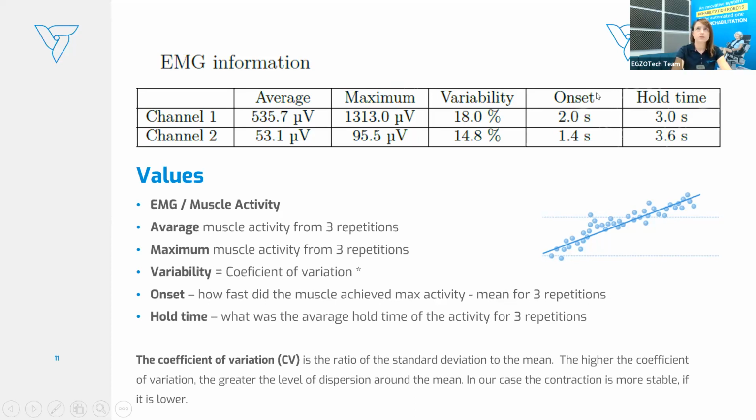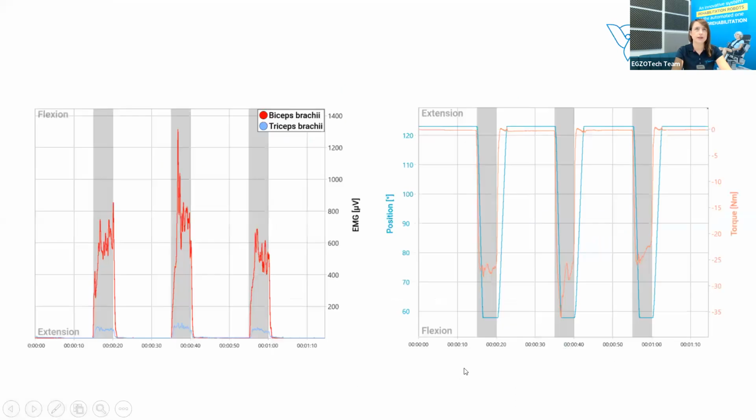And also we get those timing values. So how fast was the maximum value achieved? And how long was the activity held during this active phase? And we look at the graphs, and then here we see it even more clear. So here we have biceps and triceps activity during this evaluation. And for each of the repetitions, you can see what was the maximum force, and it's an isokinetic movement. So this is the isokinetic evaluation of the force.